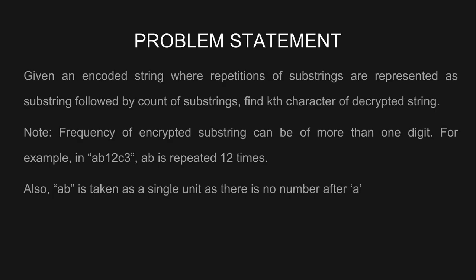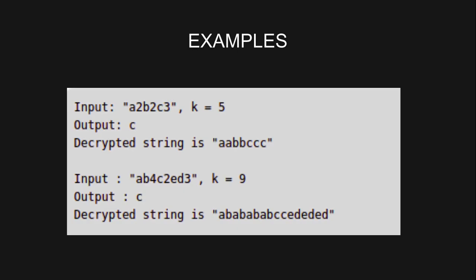Let's look at some examples. For the input string A2B2C3, K equal to 5, the decrypted string is AABBCCC and the output will be the fifth character, that is C.